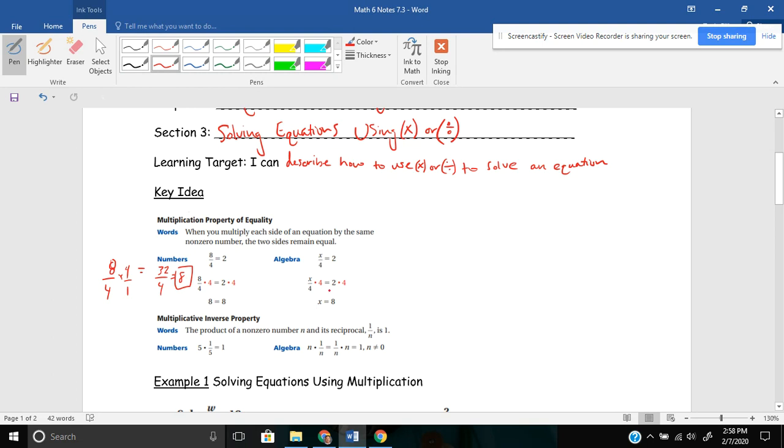So that remains true. That's what they're saying here: remember, equations are like scales. I'll keep coming back to that. But whenever you do something to one side of an equation, you have to do it to the other to remain equal. It works the same here.